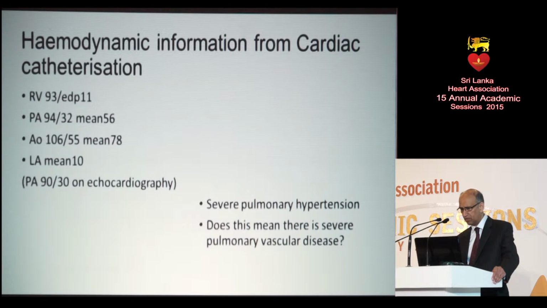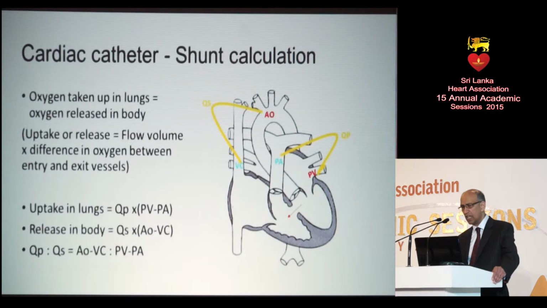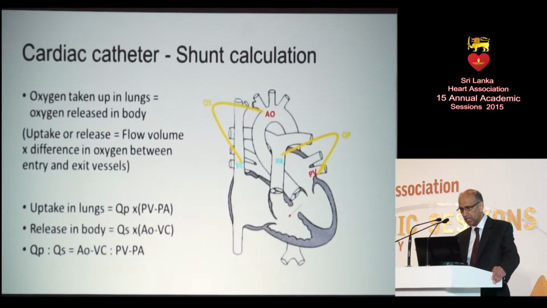How do we know that she has severe pulmonary vascular disease? For this, we need to see in what context these pressures are. So we need to measure the shunt, or rather the volume of blood that goes into the lungs to have some meaningful assessment of what these pressures mean. And this is the Fick principle, as you are familiar with, that is used in this.